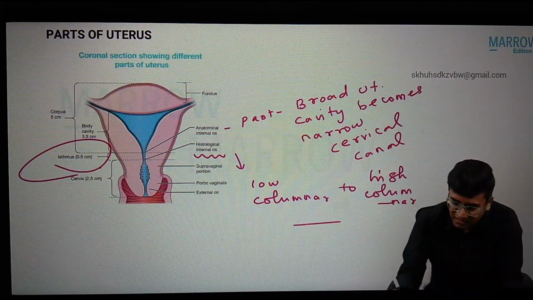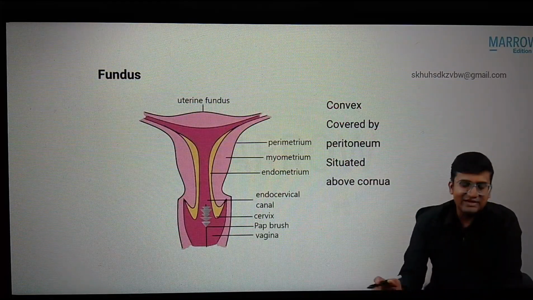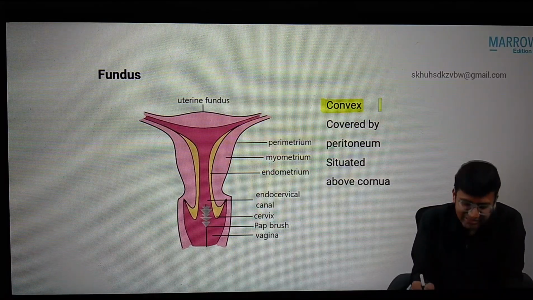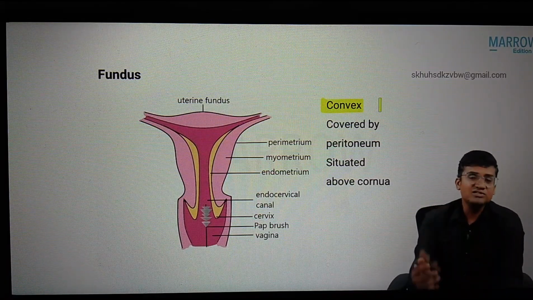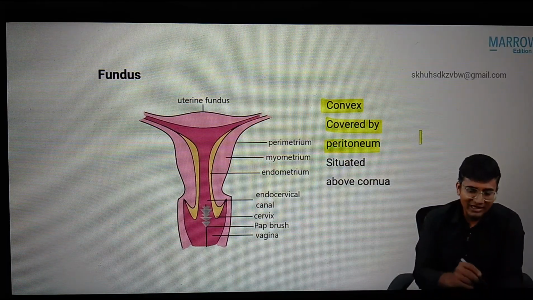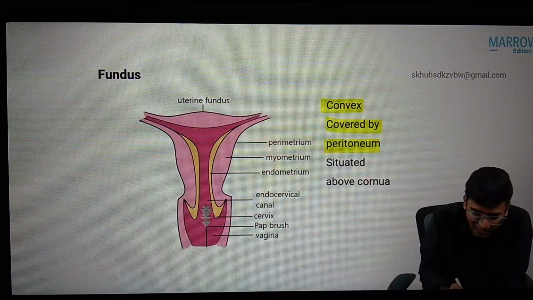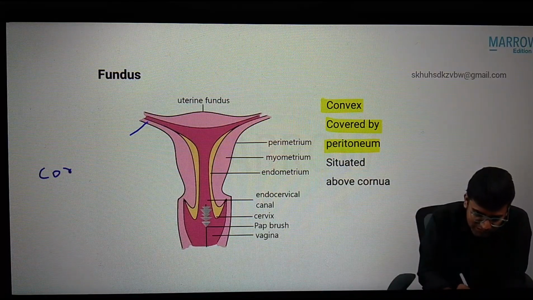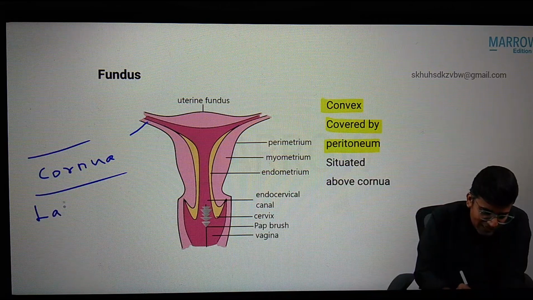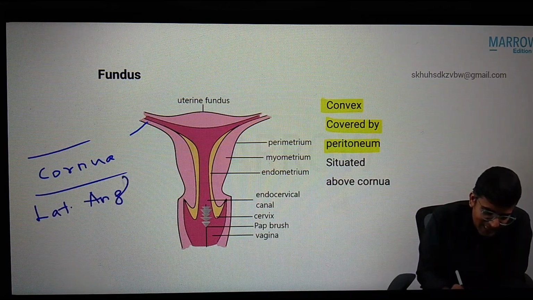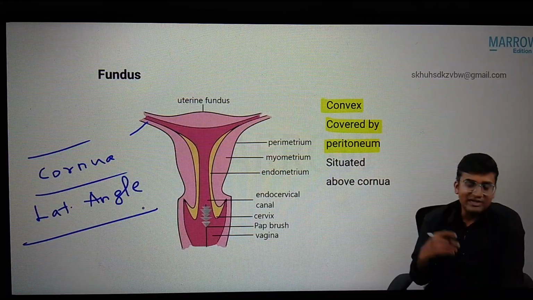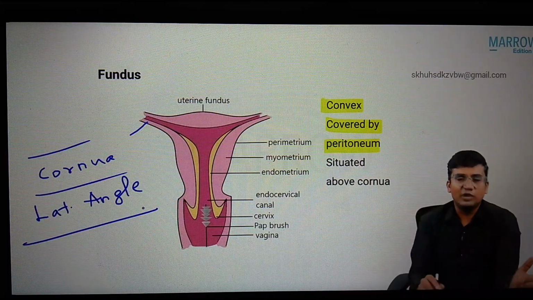Okay, right. Next, we're going to start with the fundus of the uterus. The fundus of the uterus is the convex part. It is covered with the peritoneum, and it is situated above the cornua of the uterus. This is the cornua of the uterus. Cornua is also known as the lateral angle of the uterus. So the fundus of the uterus is present just above the cornua.